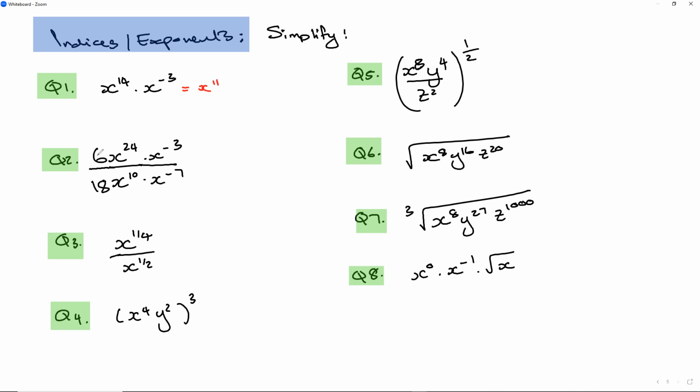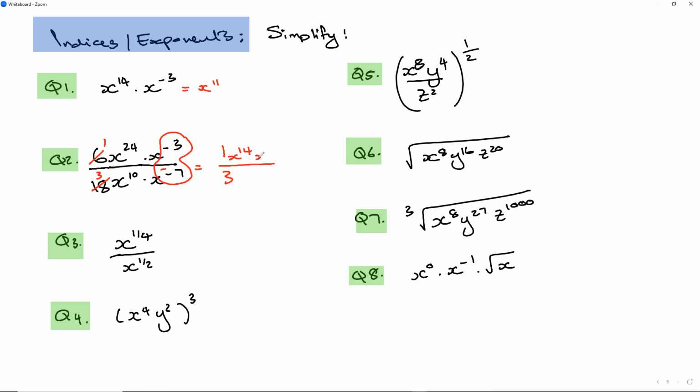Well, this one over here, I can divide 6 by itself, and I can divide 6 into 18 3 times. So the coefficients will be 1 and 3. Then I've got 24 minus 10, which is 14. Then I've got negative 3 minus 7. And negative 3 minus 7 technically becomes a plus, right? So this over here will become negative 3 plus 7, which is 4, right?